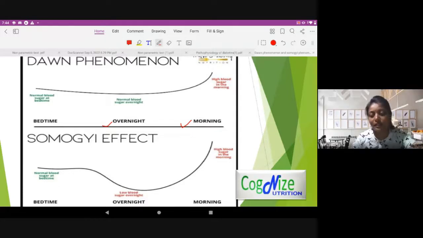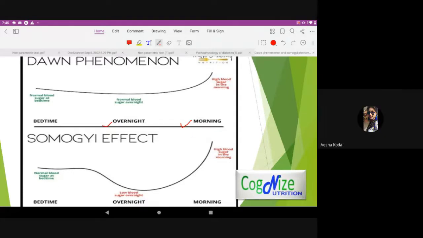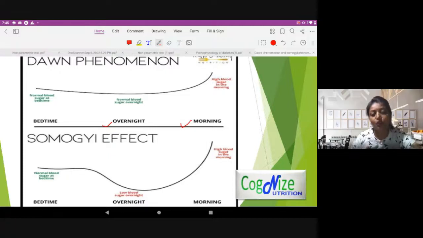Yes, Aisha, you want to say? In the Somogyi effect, it will be showing high blood glucose in the morning. Okay, so you find that in the condition of the Somogyi effect, there is a higher blood glucose level than that of the dawn phenomenon. And what is common among both of them?